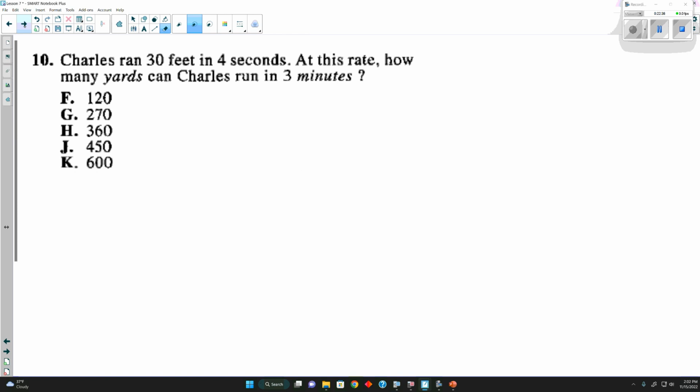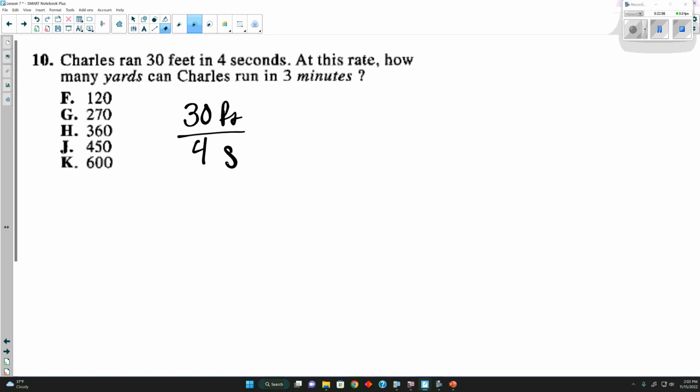Charlie ran 30 feet in 4 seconds. At this rate, how many yards can Charlie run in 3 minutes? So we have 30 feet in 4 seconds, yes? One of the things we can do with this is set up unit conversions to work these out.